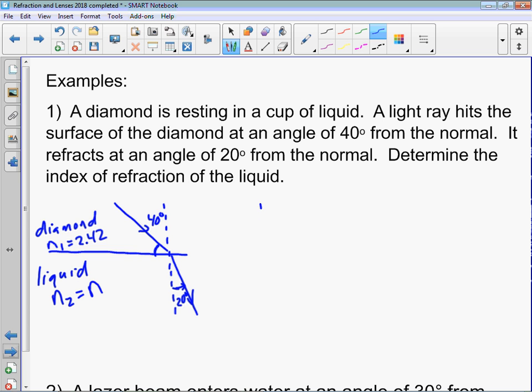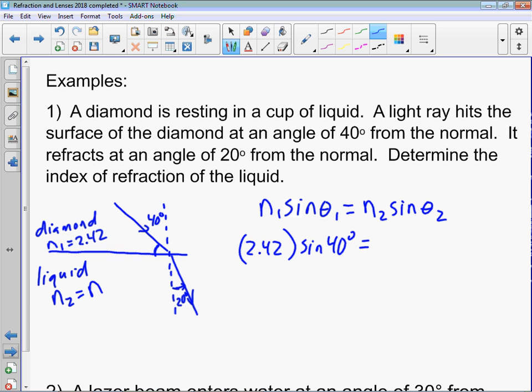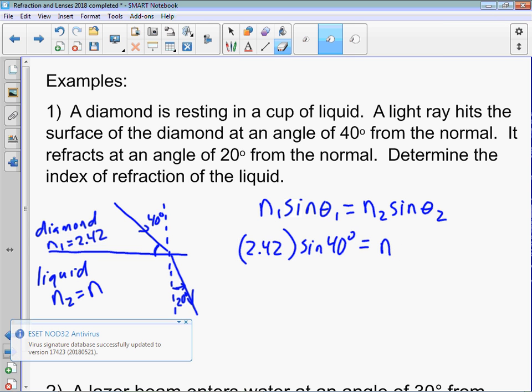So Snell's law gives you n1 sine theta 1 equals n2 sine theta 2. Plug your numbers in. So 2.42 times the sine of 40 degrees equals n2, or I guess we just called that n. So n sine of 20 degrees.